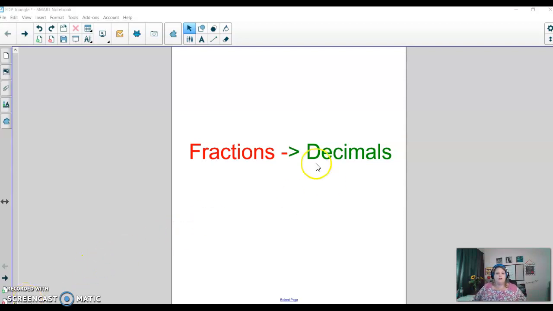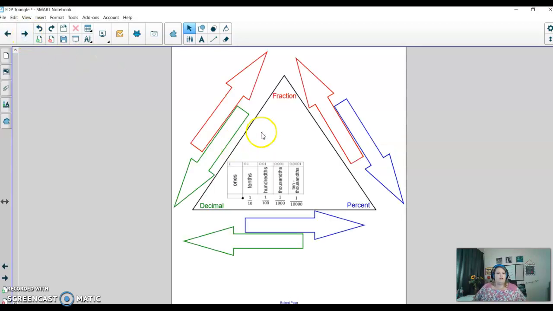In today's video, we're going to talk about taking a fraction and changing it to a decimal. If you'll find on Canvas that I've already put this triangular chart on there, if you can print it out, that would be great. If not, grab a piece of paper and draw a big giant triangle and start taking some notes. Today, we're just going to learn about going from a fraction to a decimal.